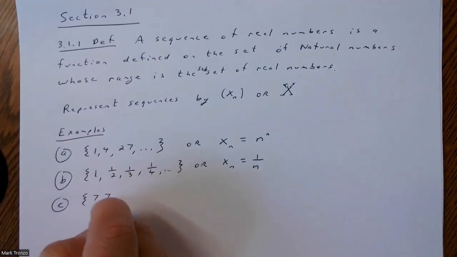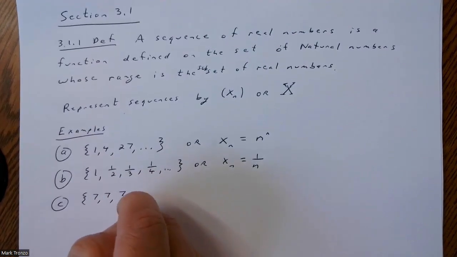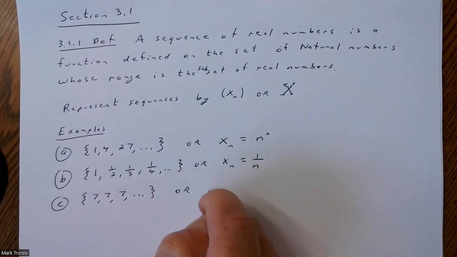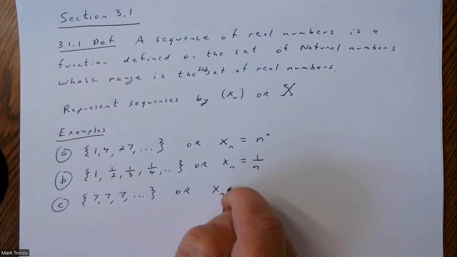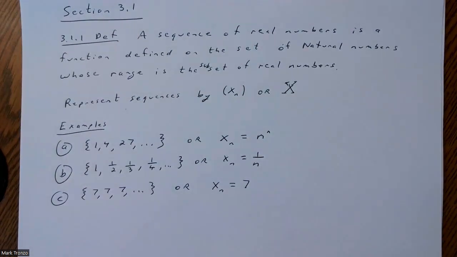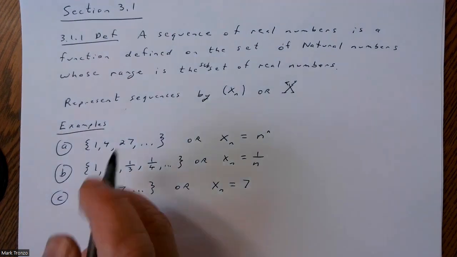Or you can have a sequence like this, where they're all the same. Technically, that's a sequence. The main idea, though, is you have to have a real number for every natural number. So in other words, it goes on forever.